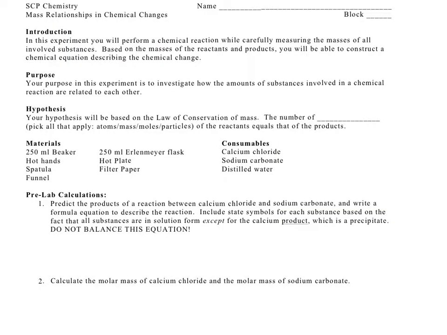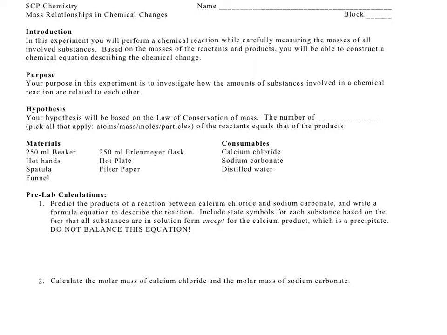Okay, so this lab, mass relationships and chemical changes, bridges the gap between our reactions unit right now and the unit that we're going to start after the test on Friday on chemical quantities. So this lab is going to take us 2 full days, I think, to complete. So in order to maximize time, I'm going to ask you to complete this pre-lab calculations section before you come in next class.